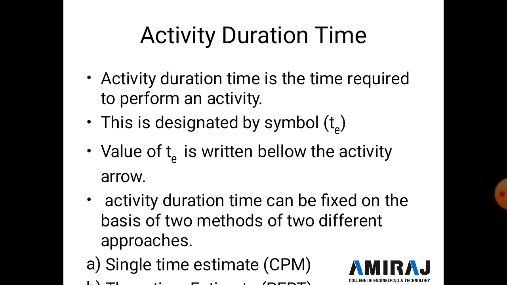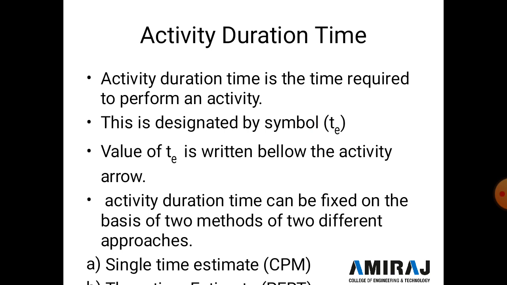So the important thing is that activity TE time is written on a CPM diagram, in the form of days, weeks, months, etc. And the activity duration time can be fixed on the basis of two methods: single time estimate and three time estimate. So here's what is single time estimate and what is three time estimate.